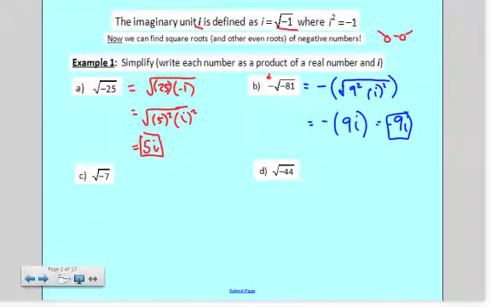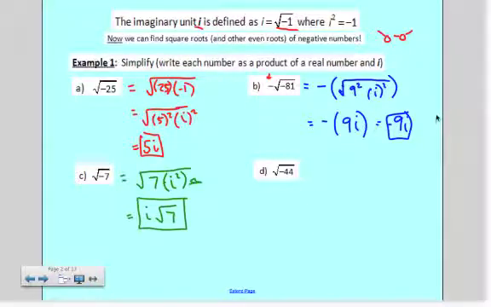Boom. Okay. All right, moving on to letter C, square root of -7. This one's pretty simple. Let's write that as the square root of 7 times i squared. Now, the only thing which can come out from under that radical is the i squared, so we're going to write that as i on the outside times the square root of 7.